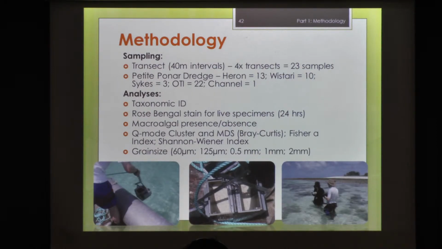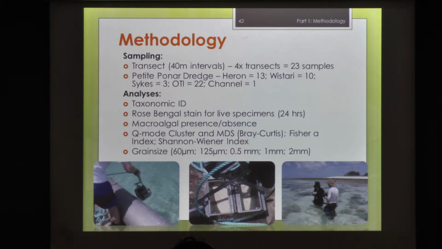So I did 4 transects on Heron Reef because that had a really great reef flat to work on. I couldn't walk on Wistari or Sykes Reef, and then One Tree has a completely different sort of shape, so I couldn't do transects along those other reefs. But I did use a little dredge to get a nice clump of sediment. Lots of samples. I picked 30,000 forams, which is quite a few, especially to identify them. I did stain them for 24 hours.